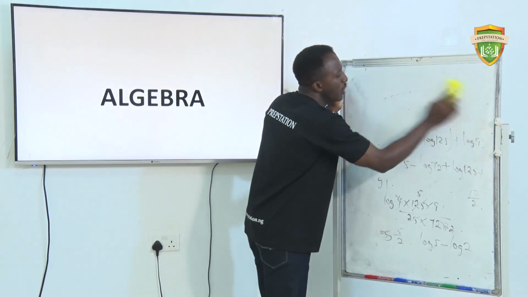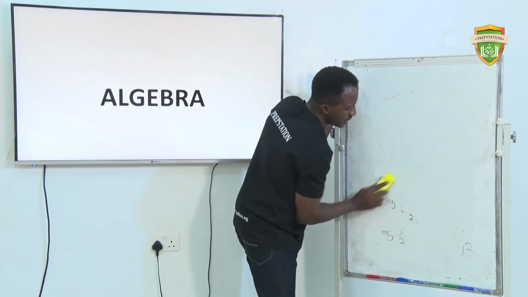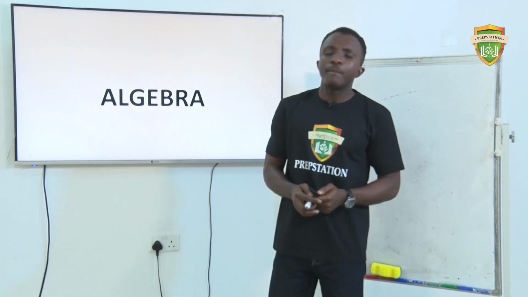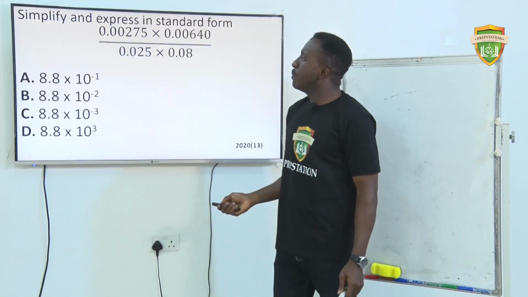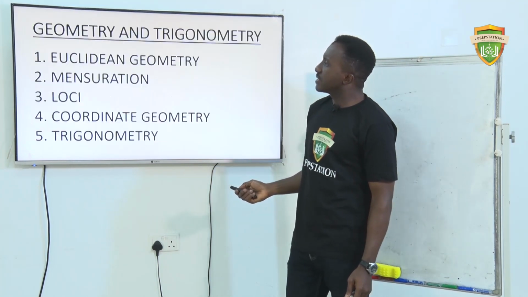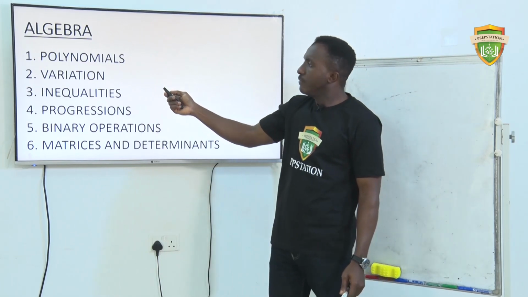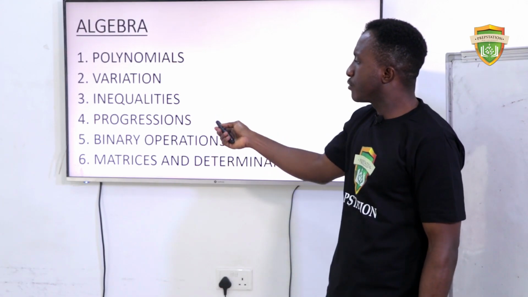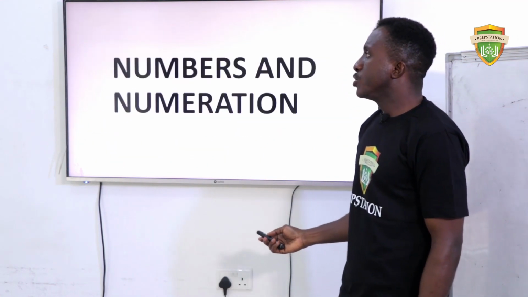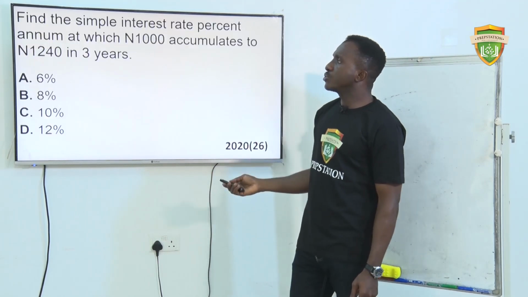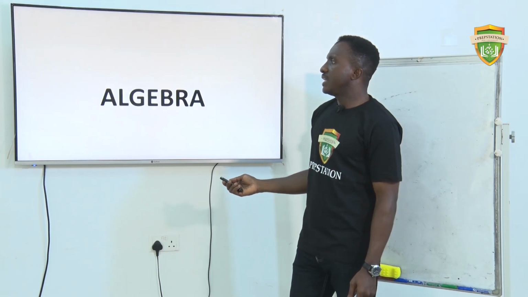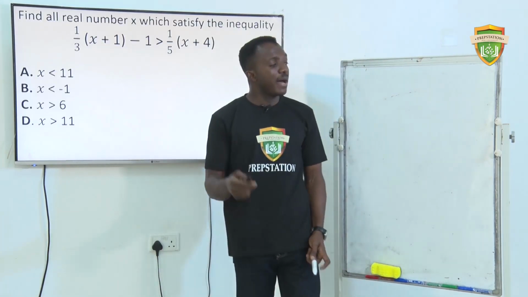Now under algebra, we have some topics. Like I said, I'm not going to take time to teach you the different topics. I'll teach you by solving the questions. Let me take you back to the topics we have under algebra. If you look at this, we have polynomials, variation, inequalities, progressions, binary operations, and matrices and determinants. So I'm going to be solving questions from those topics. I tell you, those are very, very simple topics. They are things you did in your year 10.